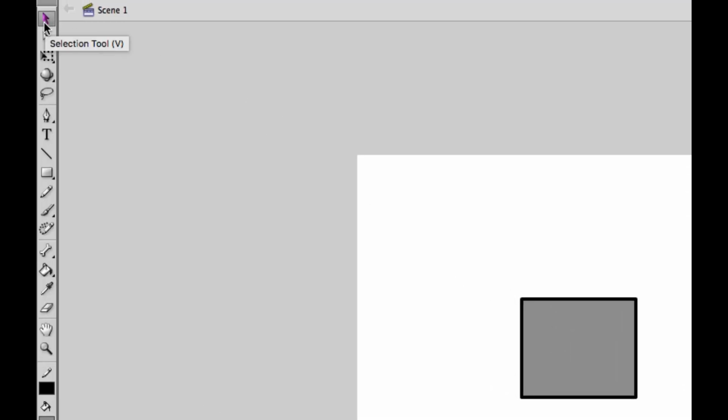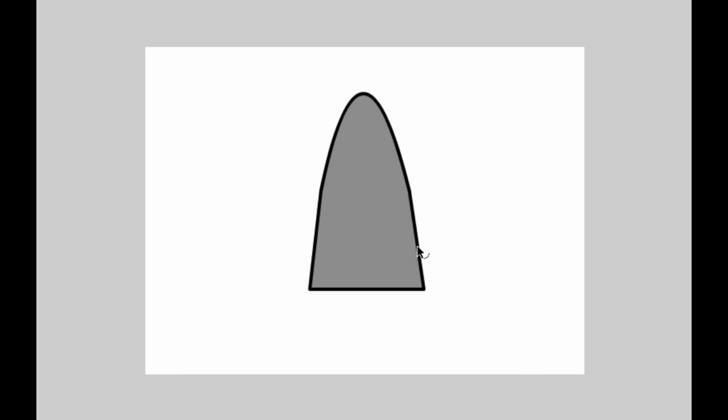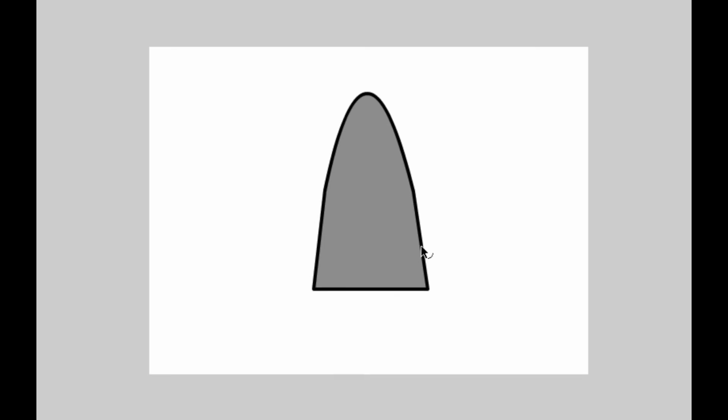I'm going to put the body here and go to the black selection tool and push the top of that up to make the point of my rocket. I'm going to pull these corners in. And I've got a rough shape for the body of the rocket.